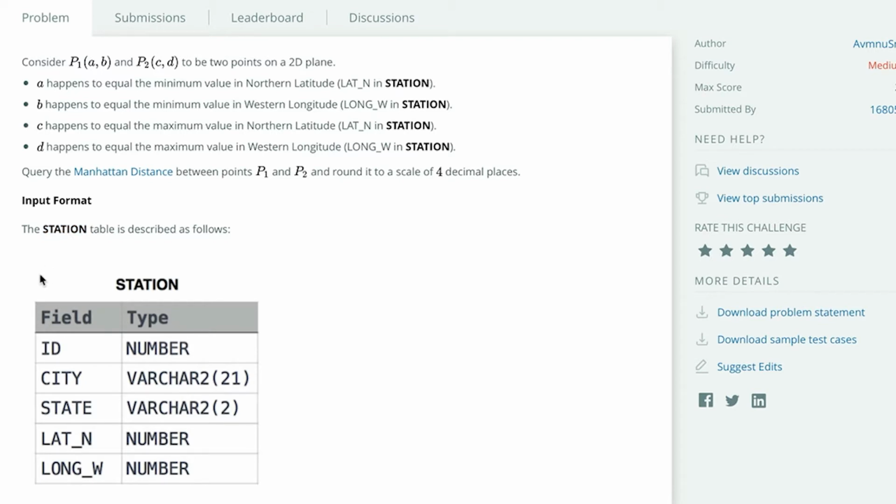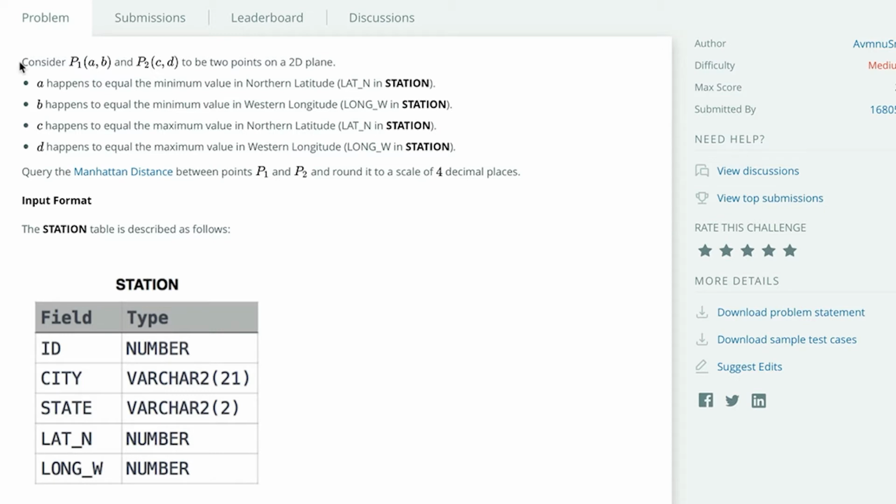We can see the structure of the table. There are 5 columns present in the station table along with their data types. These columns are ID, city, state, lat.n, long W. Lat.n stands for northern latitude and long W for western longitude.